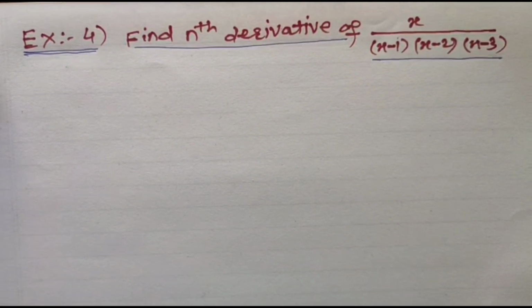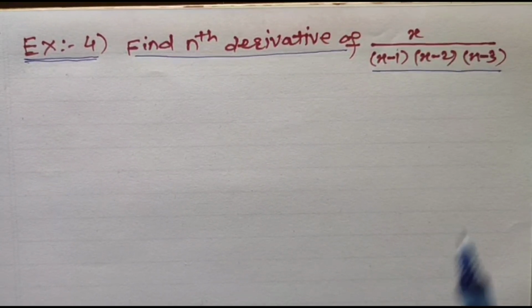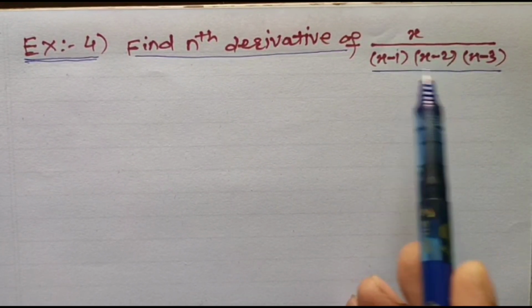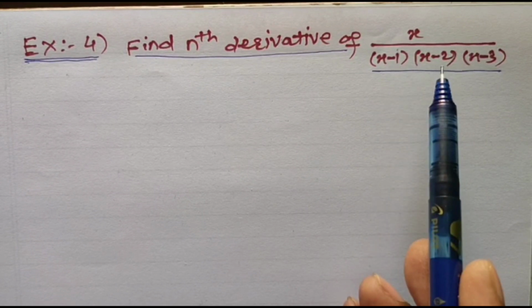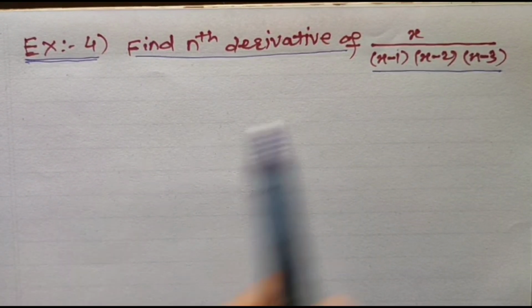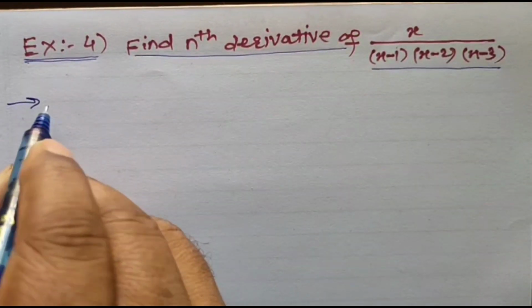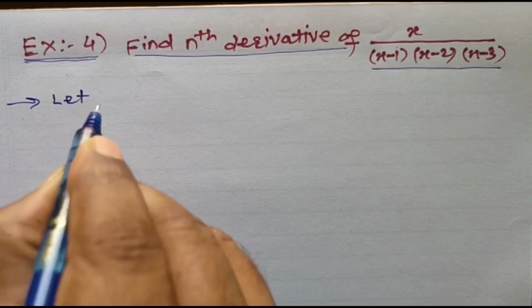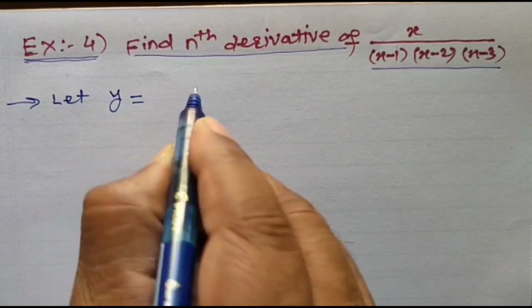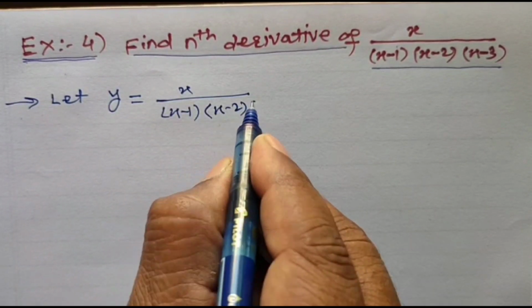Find the nth derivative of x upon (x minus 1)(x minus 2)(x minus 3). Given the function, we have to find its partial fractions and then apply the nth derivative formula to find the nth derivative of the given function. So, solution for this: let us assume y is equal to the given function, x upon (x minus 1)(x minus 2)(x minus 3).